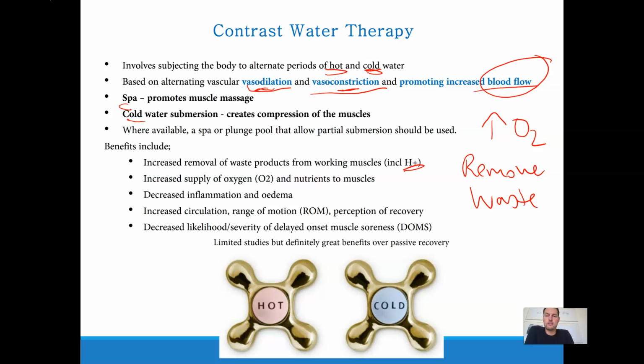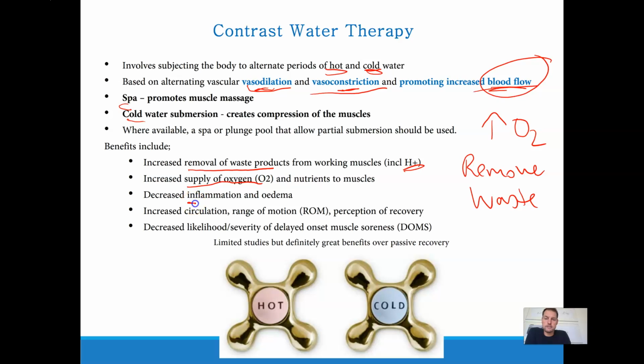The benefits of it. These are important things we need to look at. It's going to increase the removal of waste products. As I said, associated with the blood flow, we can remove more waste, as well as increase the supply of oxygen. And having more oxygen is going to help to remove that waste, restore those PC stores, and also help to heal our body faster.